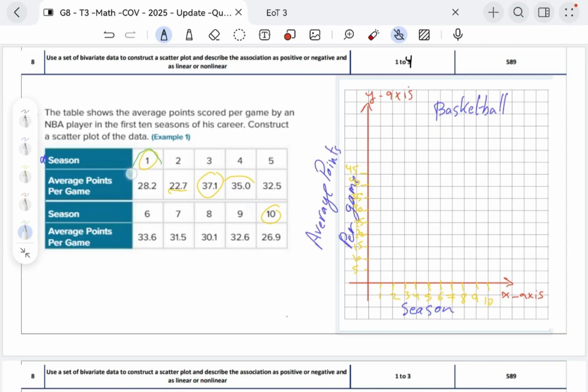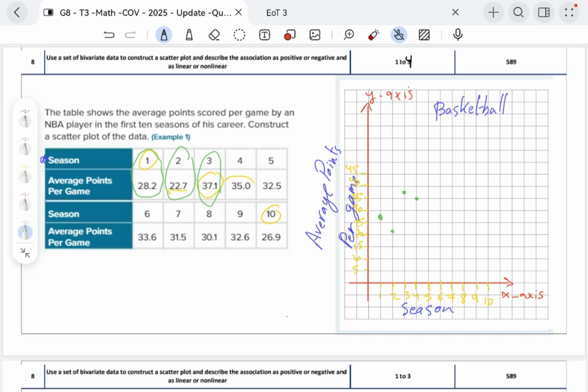The first point at x equal to 1 and y equal to 28.2, so it's somewhere here. Okay. Next point at 2 and 22.7. The third point, 3 with 37.1. 37 will be somewhere in here. The fourth point, 4 with 35, exactly here.